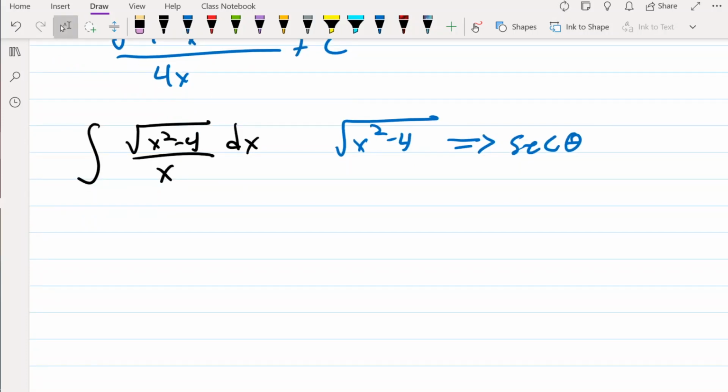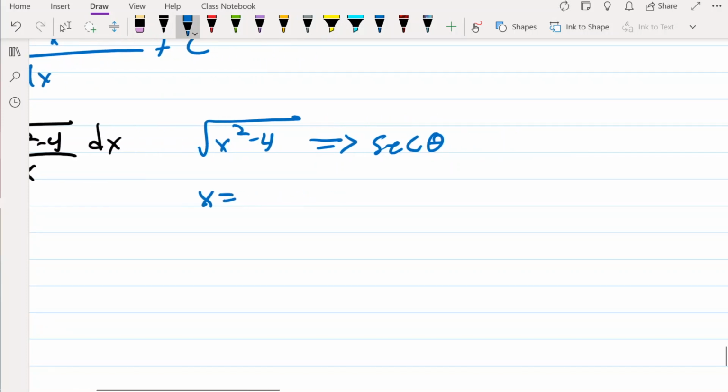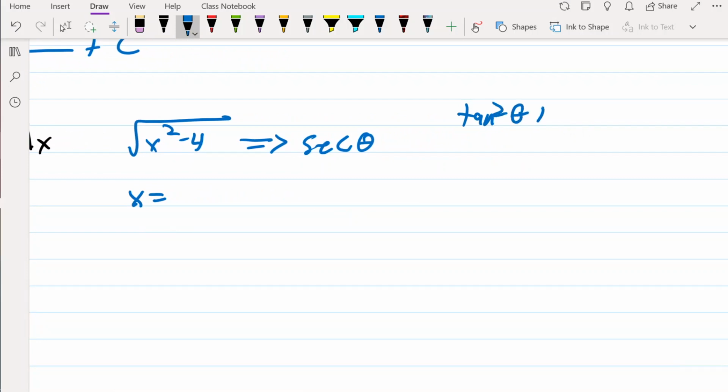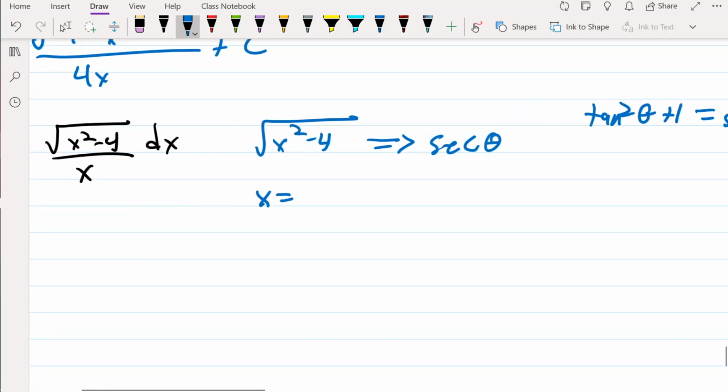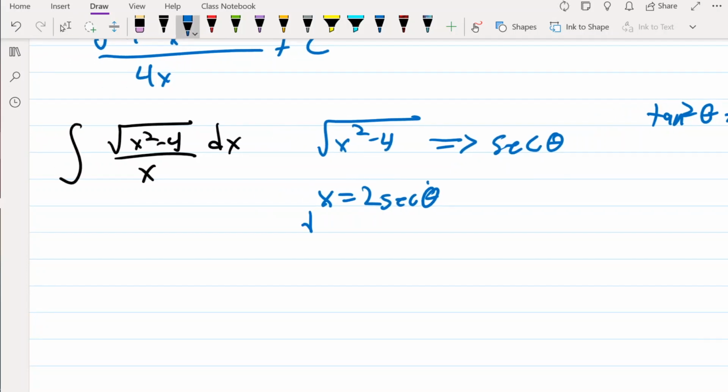So for this one, we're going to want to set x equal to, well, this is tan squared theta plus 1 equals secant squared theta. And honestly, I should just write all of these identities down. I think that would make it easier in the first place whenever I do these. So that means we're going to say x equal to secant theta. And then because we need to get that 4 out, we're going to have it equal to 2 secant theta. And before I forget, like I did last time, dx is going to be equal to 2 secant theta tangent theta.